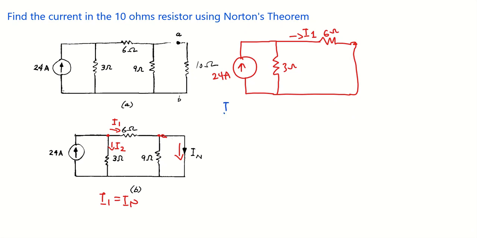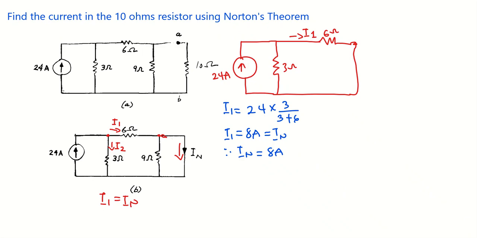So we're going to have I1 equal to 24, okay, times 3 over 3 plus 6. Okay, so let's look at what you're going to get. 24 times 3 over 9 will give us a value of what? 8 amperes. So we have I1 equal to 8 amperes, which is the same as IN, right? So you can see that therefore Norton's current in this circuit will be equal to 8 amperes.